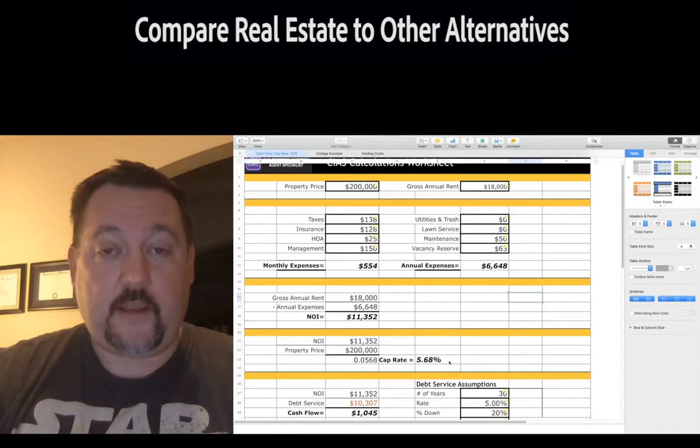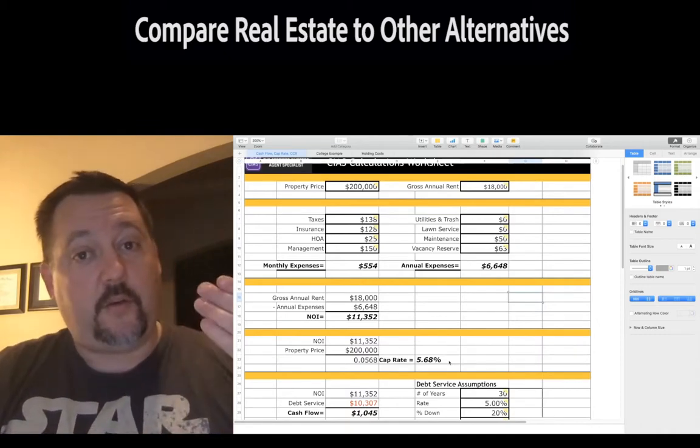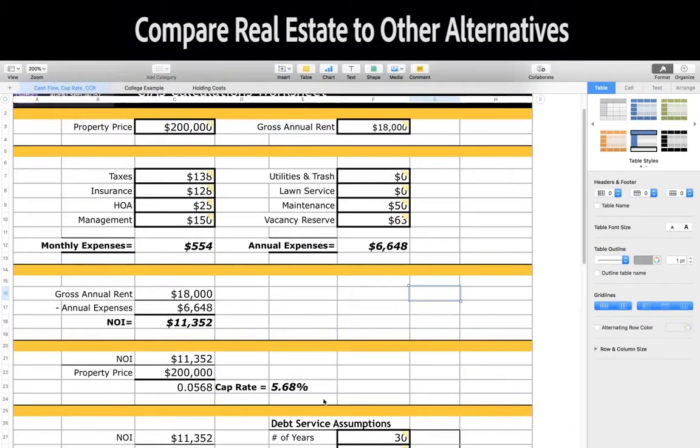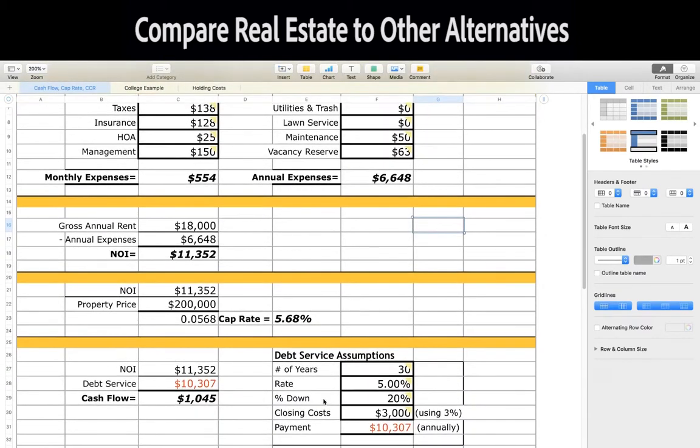One of the biggest reasons we like real estate is because we can use other people's money. So we need to look at our debt service assumptions. This particular one, we said, hey, we're going to do a 30-year note. We're going to have a 5% interest rate. We're going to put 20% down. Okay. So that means now my debt service payment is $10,307. Now, if you remember, my net operating income is only $11,352. This is without any debt. So pay attention to that.